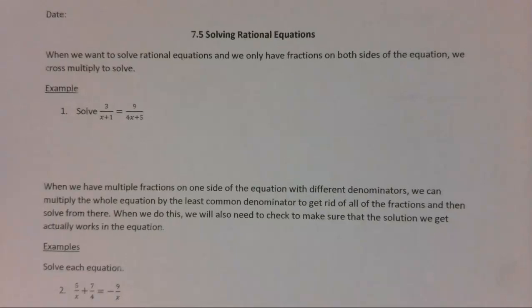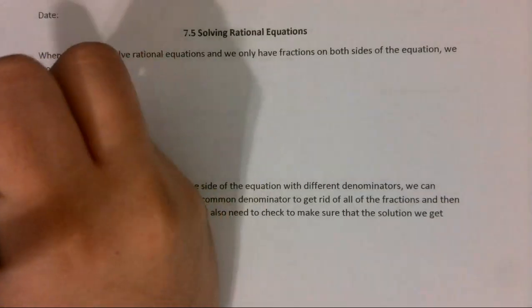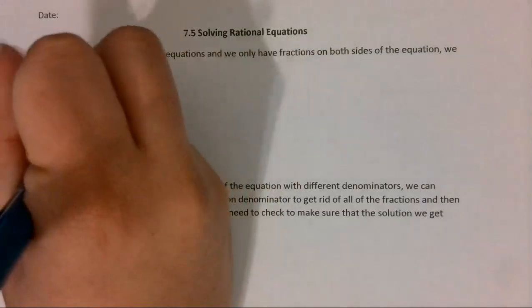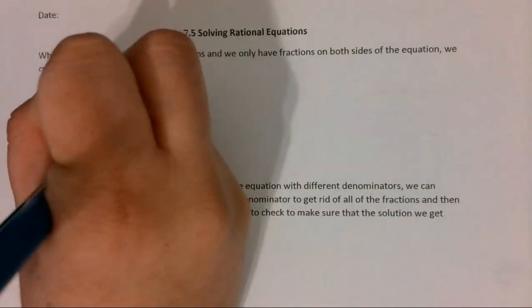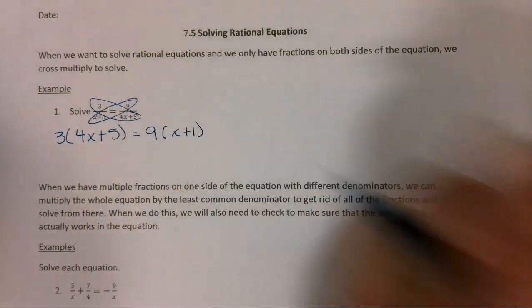So today we are solving rational equations. These are things obviously with equal signs. What I do is if I have one fraction equaling another, all I have to do here is cross multiply. So I'm going to take those two values and multiply by them. So I'm going to have 3 times the quantity 4x plus 5 equals 9 times the quantity x plus 1.